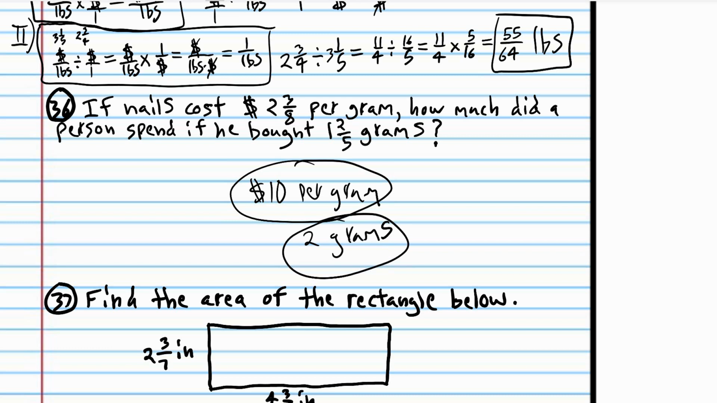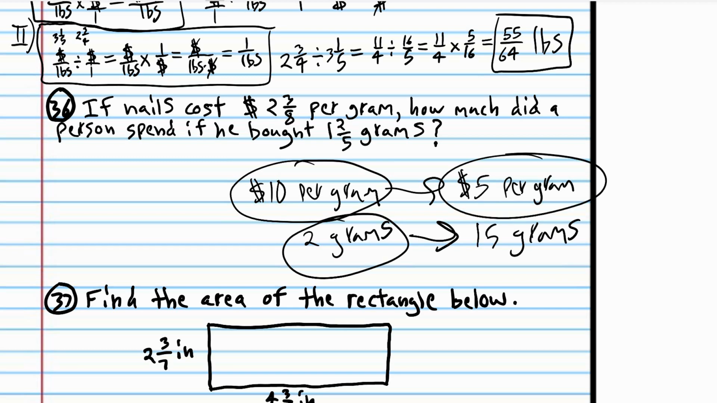All right. Now, if we change the numbers, let's make this $5 per gram because it's a little hard with the numbers that I chose. And let's change this number to 15 grams. This will be even easier. So if nails cost $5 per gram, how much did a person spend if he bought 15 grams?